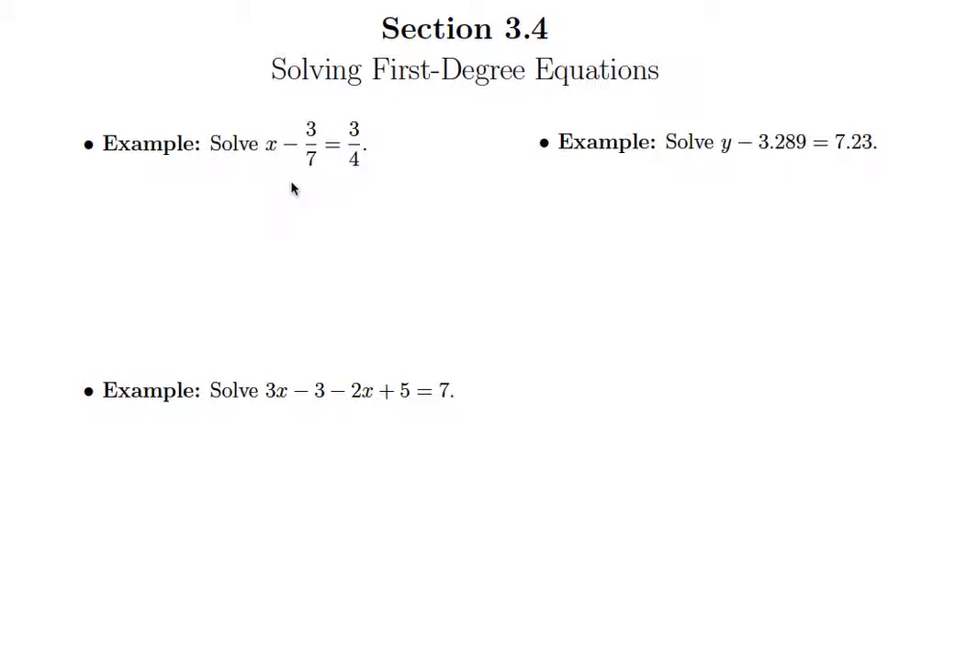Okay, so if I'm subtracting 3/7, what's the opposite of subtracting 3/7? Well, it would be adding 3/7. So I would want to add 3/7 to both sides. That would get x by itself for sure. And then we have 3/4 plus 3/7.